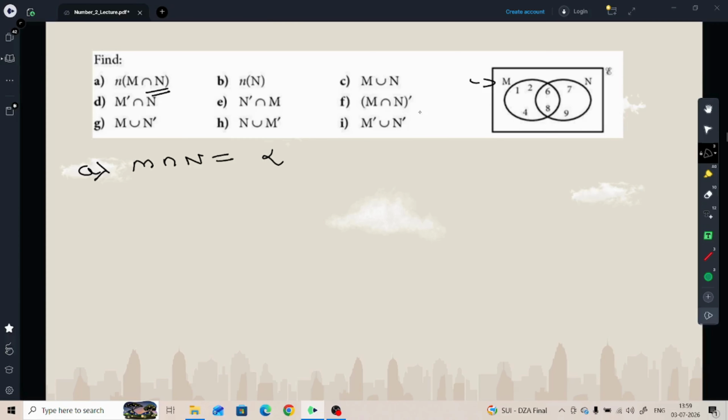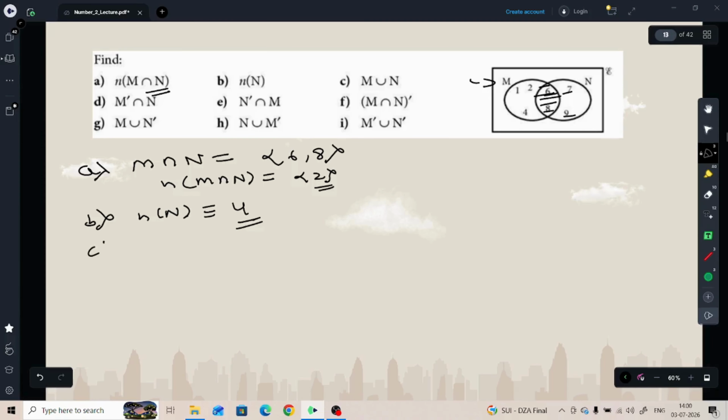And M intersect N over here will be what? The common elements present in M and N, and that is 6 and 8. So the number of elements present in M intersect N will be 2. As simple as that. The next question is that you have to calculate the number of elements in N. So the number of elements in N is how much? It's basically 6, 7, 8, 9. So 4 is the answer.